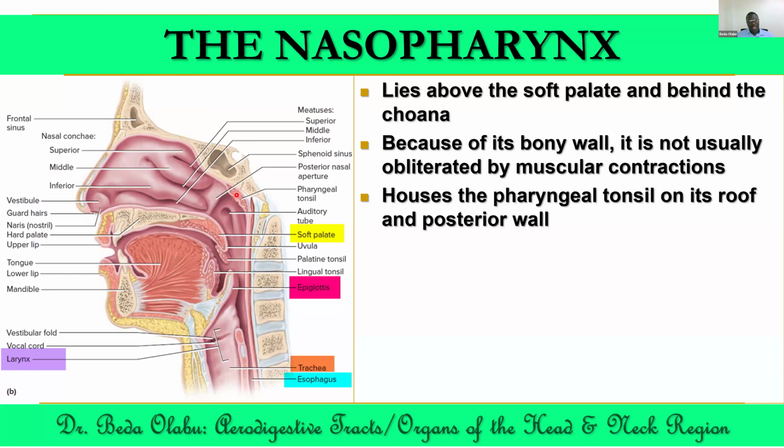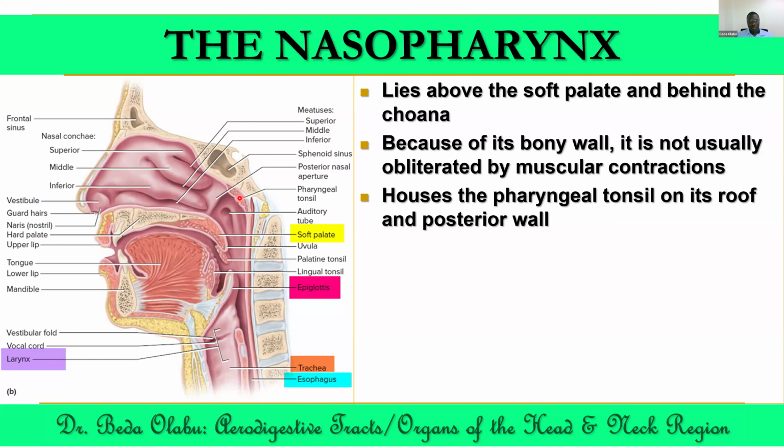So yes, we're already there, that the roof and posterior wall of the nasopharynx houses the pharyngeal tonsil. Pharyngeal tonsil is basically an aggregation of tonsillar tissue within the mucosa of the nasopharynx. And I'll be showing you shortly how tonsillar tissue looks like histologically. But in a nutshell, remember, it's a lymphoid tissue.